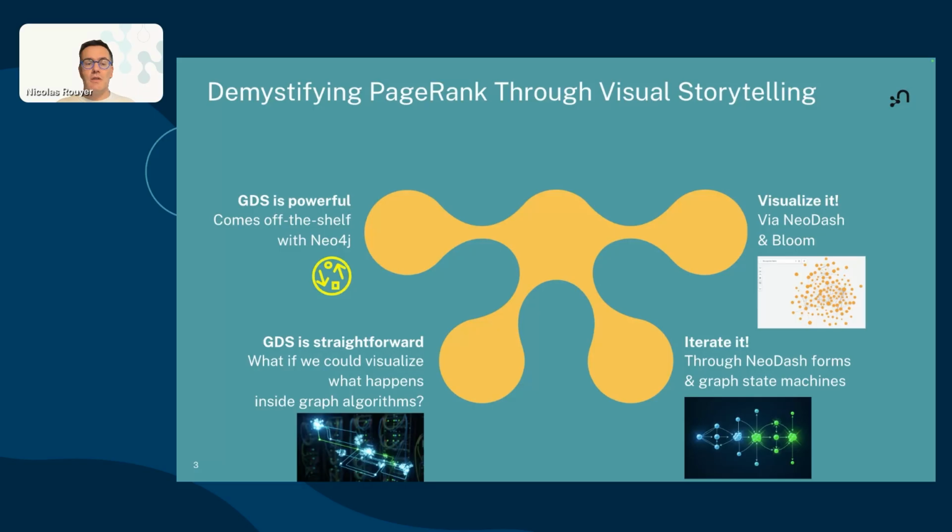And so we're going to use a combination of visualization with NeoDash and Bloom, and also of a kind of state machine, if you're familiar with the term. Each step of the algorithm is the state of a state machine. And we're going to say to the machine, hey, +1, please, and get me to the next stage. We're going to use NeoDash forms for that also.